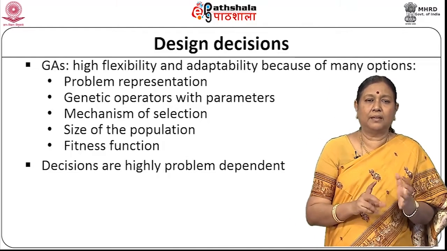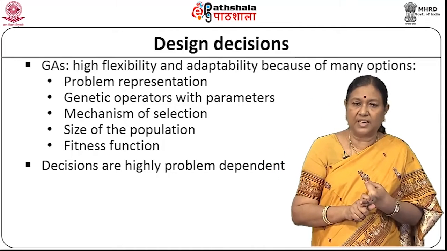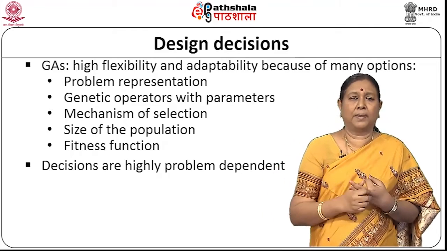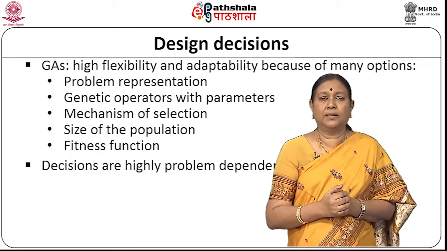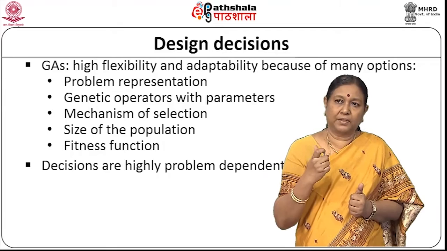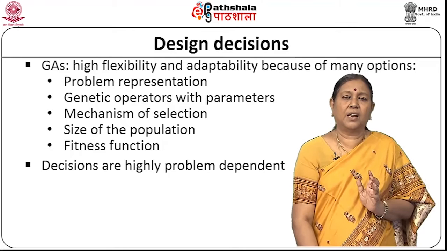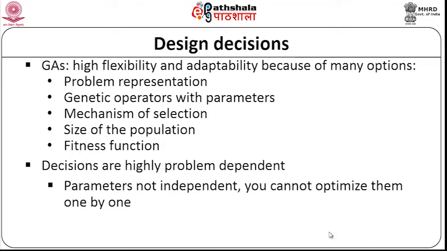So, basically the problem representation, the genetic operators and the parameters, the mechanism of selection. Genetic operators are basically crossover and mutation. Mechanism of selection is how you select the parents, the size of the population that you want to retain in each generation or even start with, and how do you evaluate the fitness of a solution. So, depending on that it will be different. Decisions are highly problem dependent, you cannot make a decision saying that okay, in any case all these are good, no. So, the parameters are not independent, you cannot optimize them one by one, you have to take everything together so that the GA will work well.